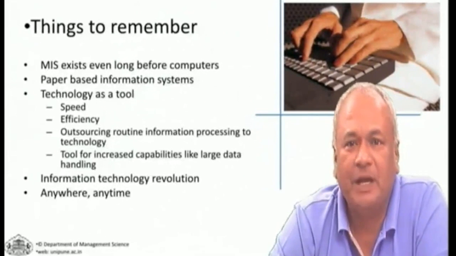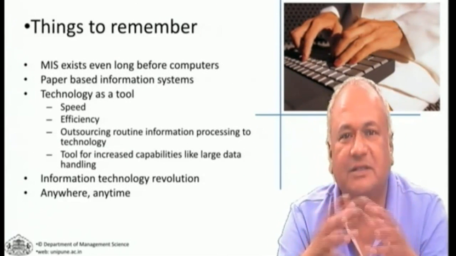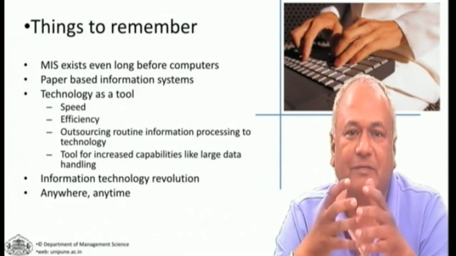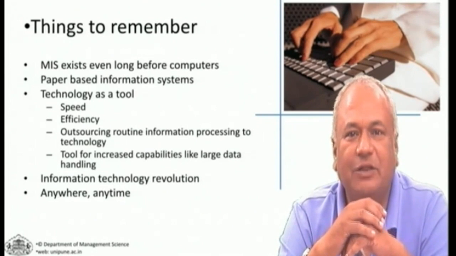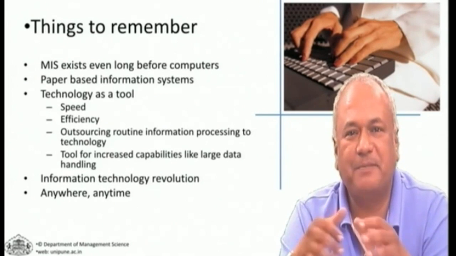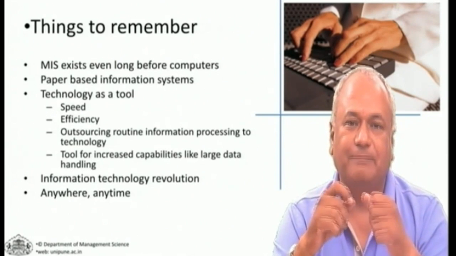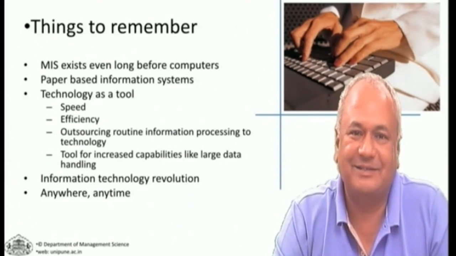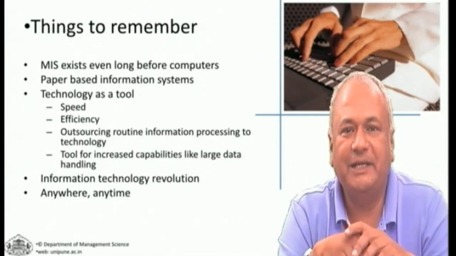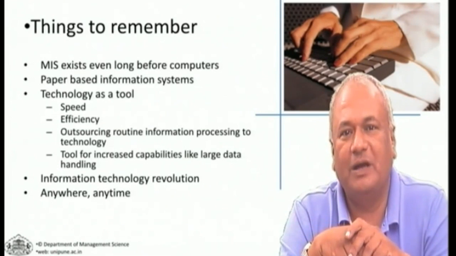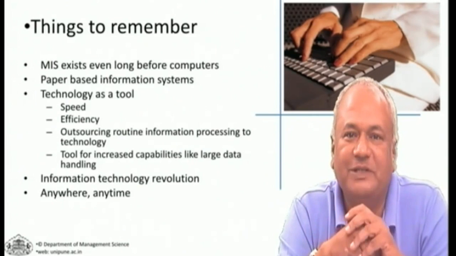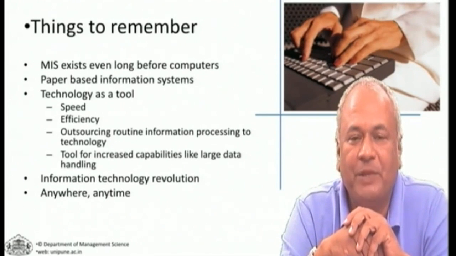So if you see here, there are a few things which we must remember while doing this course. Management information system was in existence and always exists even long before the computers. So probably there we are looking at the age of paper-based information systems, where people would take pen and paper and start recording the transactions they have, and then they produce the report. So computer has been used as a tool after its invention, but before that management information system was always in existence in all the organizations.